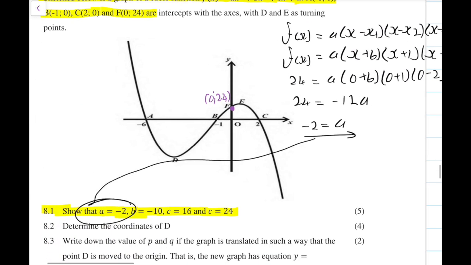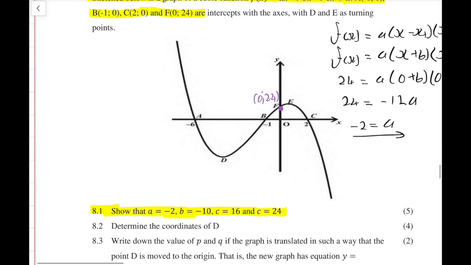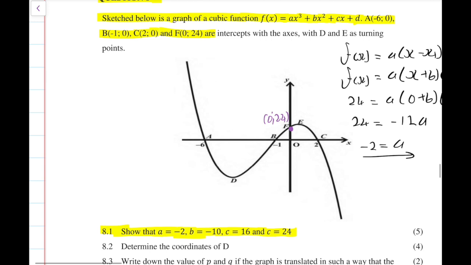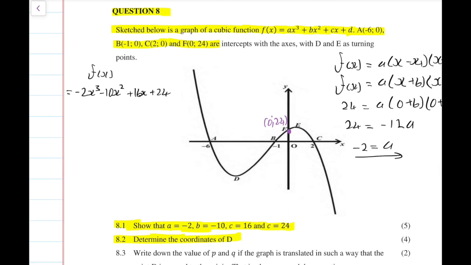So now we can show that our f of x is equal to minus 2x cubed minus 10x squared plus 16x plus 24. It says determine the coordinates of D. D is the turning point there. We've got to figure out what our turning point is. We know how to do that. For the turning point, it's just first derivative equal to 0, and then we sort it out.